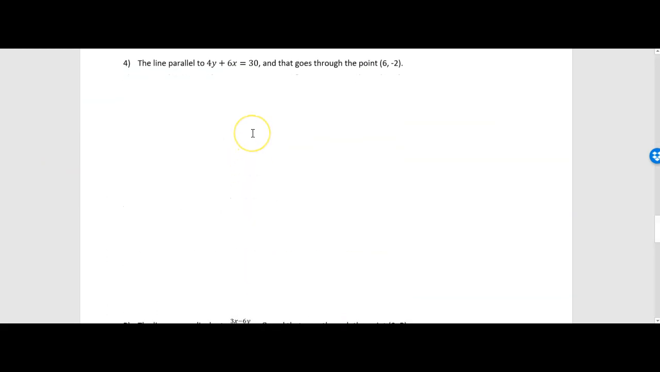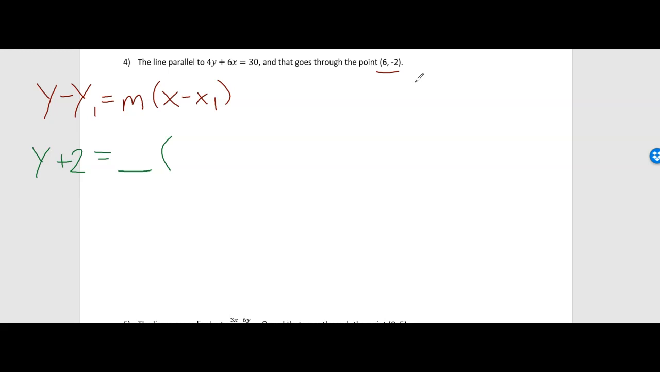All right, so number 4 says you're finding the line that's parallel to this line, and it needs to go through the point 6, negative 2. So same process as number 3, except you're now finding a parallel line. So you need to think about the types of slopes that parallel lines have, and then do your best to fill in point-slope form. Take a few minutes, pause the video, and see if you're able to do this one.